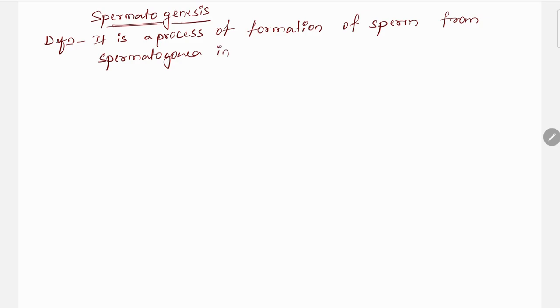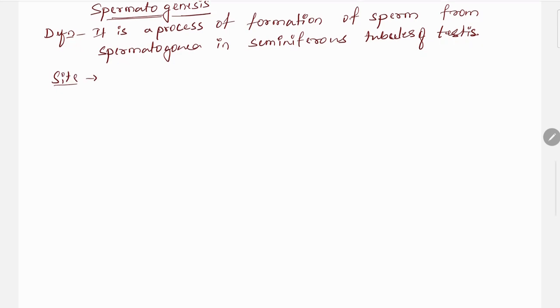Where? In seminiferous tubules of testis. Okay, so already you know what is the site for the spermatogenesis. It is the seminiferous tubules of testis.